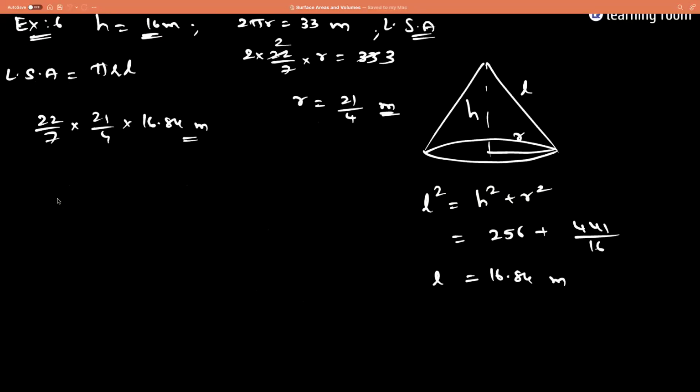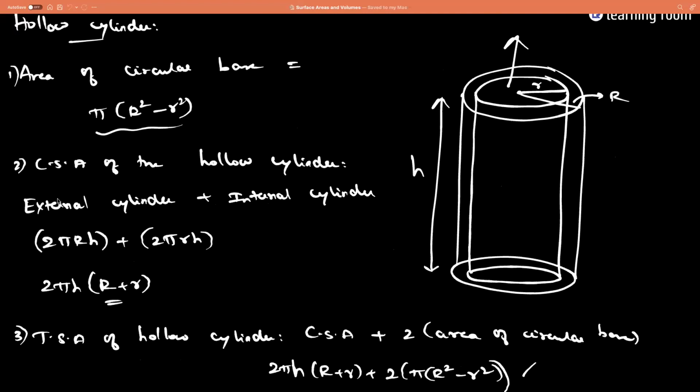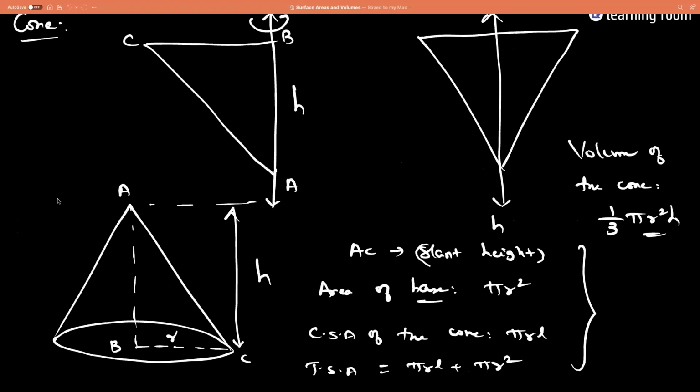So the last concept that we discussed was the hollow cylinder and cone, right? The next concept we are going to discuss is about the sphere, so write it down. When you talk about a sphere, how do you define it?